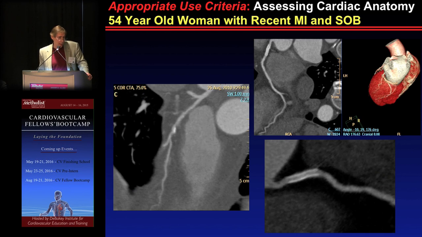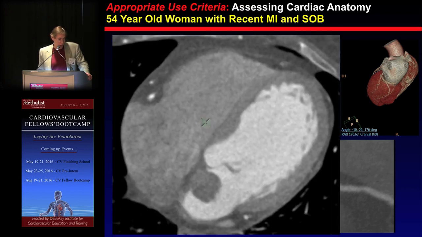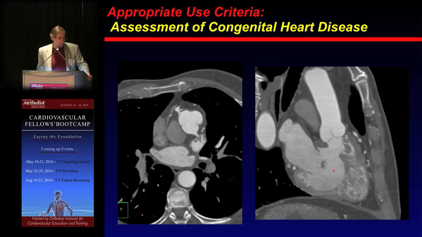This is a patient of mine who came in with a recent MI and shortness of breath. She had a CT. I think you can see in the right coronary artery there is a stent, and it's a patent stent, so we can assess stents very nicely. But she had something else, and she had this. And this actually turned out to be a left atrial myxoma, which she ultimately went for resection. I don't have time to show you a lot of cases in terms of masses, but we pick up masses all the time with CT and can use tissue characterization to determine what those masses are.